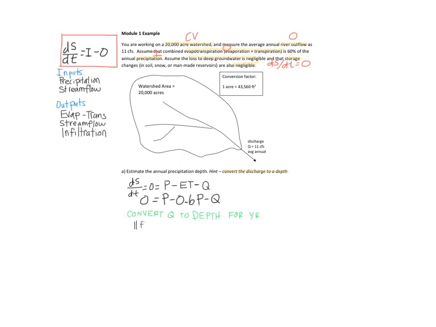So we start with that 11 cubic feet per second, and we're going to convert from seconds to years. So we know there's 3,600 seconds per hour, 24 hours per day, and then 365 days per year. Okay, and if we do this math, you will get that 11 cubic feet per second is the same as 3.47 times 10 to the 8th cubic feet per year. Okay, so the outflow from this watershed is 3.47 times 10 to the 8th cubic feet per year.